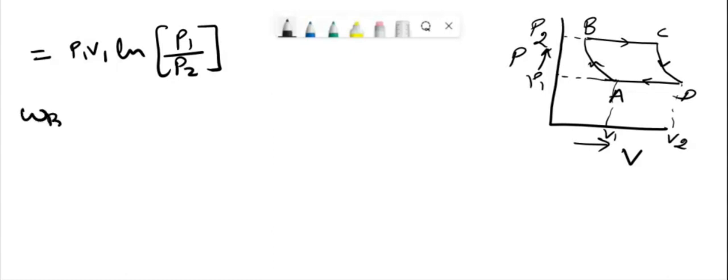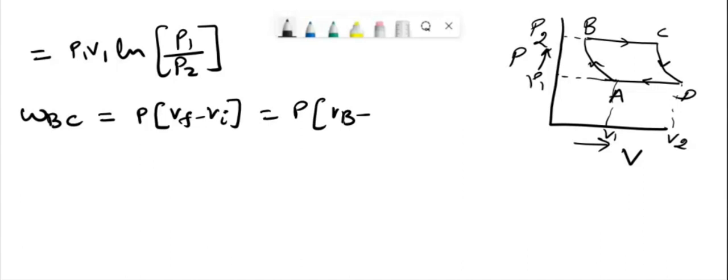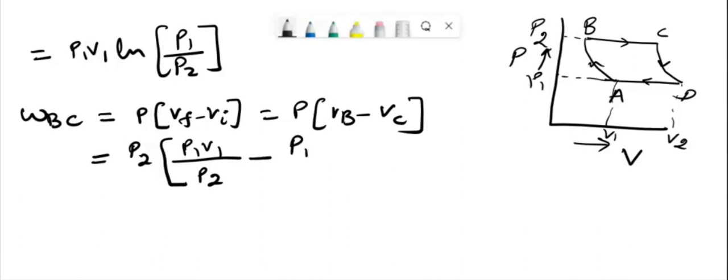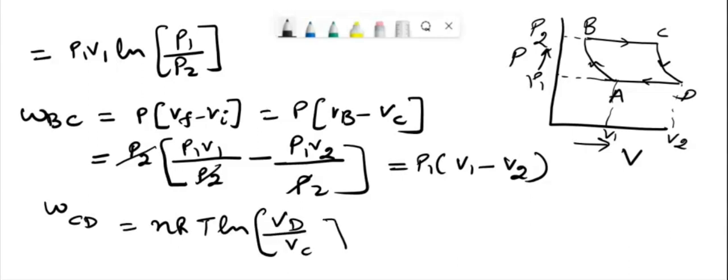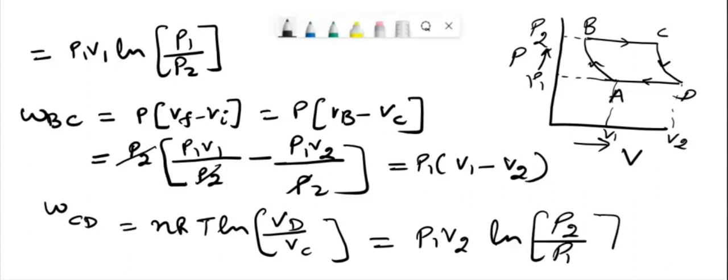Now work done for the process BC is equal to P times V final minus V initial, that is P times VB minus VC. Now putting the values of VB and VC, we get P1 V1 divided by P2 minus P1 V2 divided by P2. P2 is common among all, and P1 we are taking out, so it will come out to be P1 times V1 minus V2. Now work done for the process CD is equal to nRT ln VD upon VC, which we will get by solving as P1 V2 ln P2 by P1.